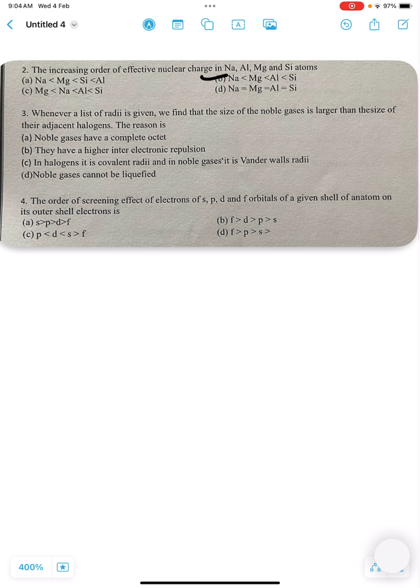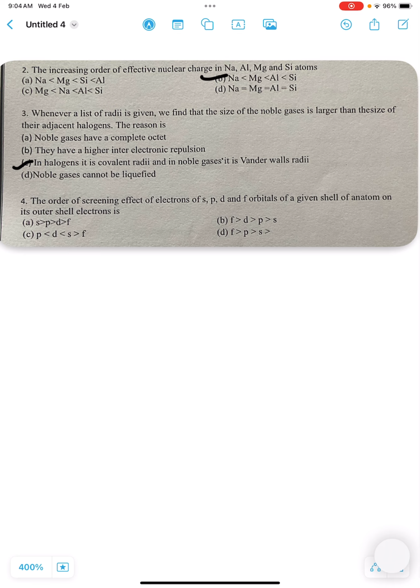Whenever a list of radii is given, we find that the size of noble gases is larger than the size of the adjacent halogen. The reason is that in halogens, it is the covalent radius. When we measure the size of an atom, halogens are bonded with covalent bonds, so we consider the covalent radii, whereas for the noble gases, it is the van der Waals radii. That is why the size of noble gases is bigger.